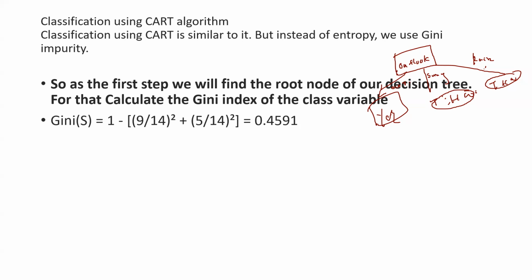What is it? Overall, how many yes did we have? Somewhere around 9 yes, and around 5 no, let's say. So it is 1 minus 9/14 the whole square plus 5/14 the whole square.